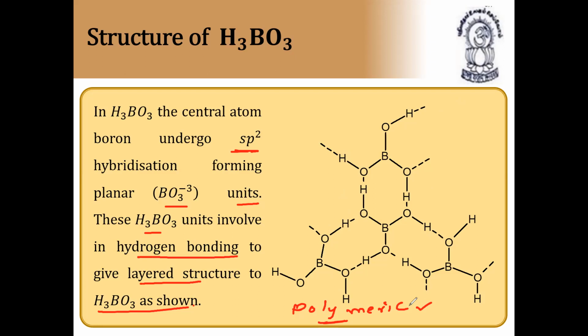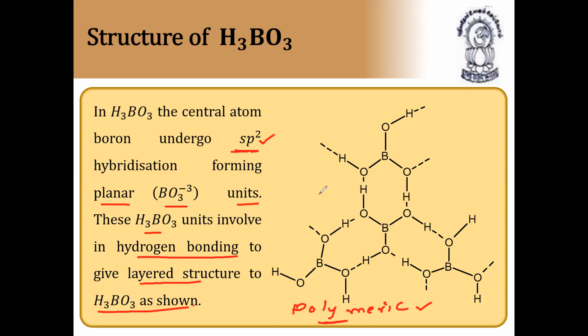Polymeric means so many H3BO3 units combined together to form one single molecule. So it is called a polymeric structure. A very important point here is sp2 hybridization. The central boron atom undergoes what hybridization? sp2 hybridization, and the shape is planar.